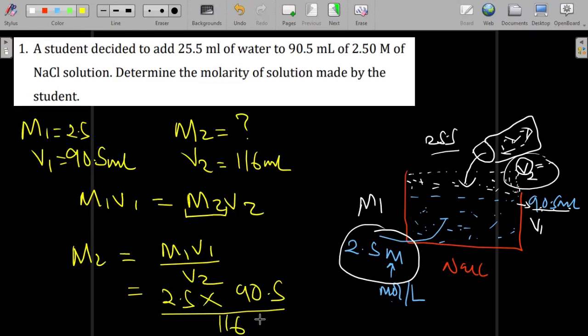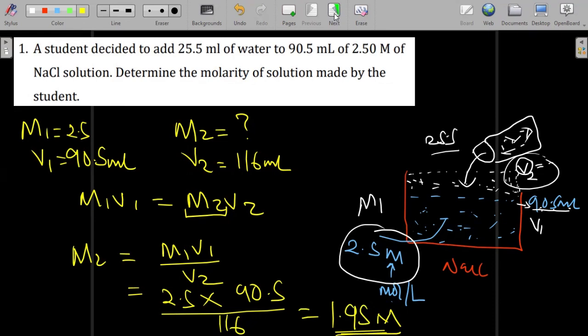Okay, so when we do that and punch it on your calculator, you should be able to get approximately 1.95 molar. So this here will be the molarity of the solution that is made when you add water to this initial solution that we had there. All right, so this is the answer to question 1.